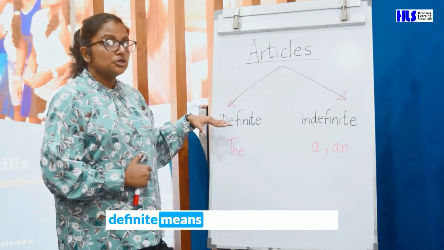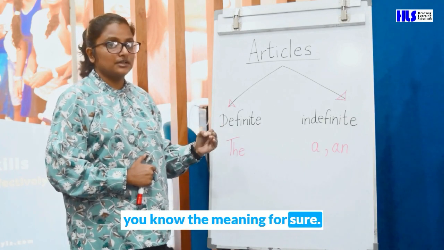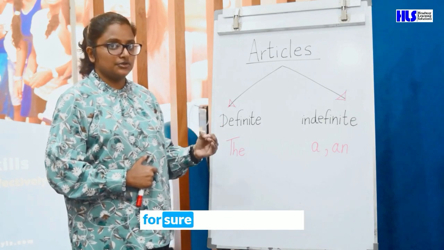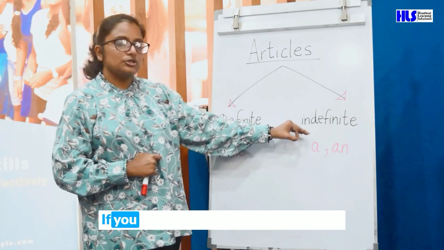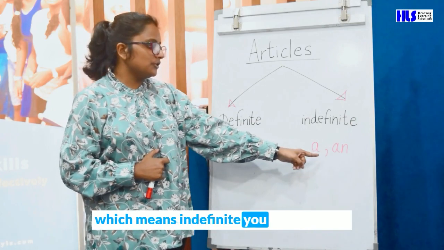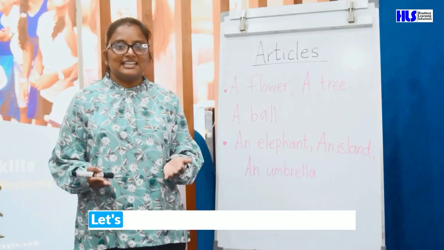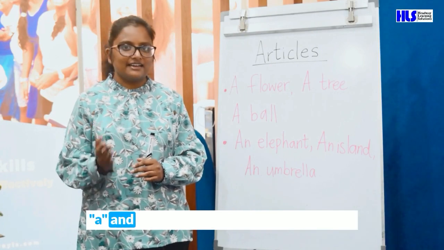Definite means you know the meaning for sure. If you know the meaning for sure, then you use the. I'll explain it later. If you don't know the meaning for sure, which means indefinite, you use a and an. Let's see how to use the indefinite articles a and an.